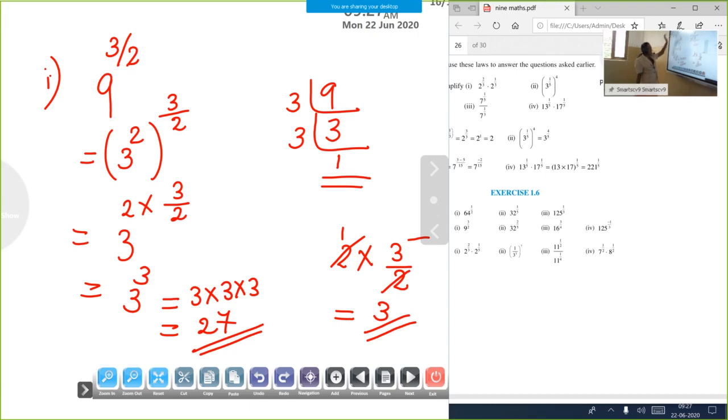9 raised to 3 by 2. Factorize that 9. You get 3 square, the whole raised to 3 by 2. Next step, multiply 2 into 3 by 2. When you solve that, our answer is 3. So in the power you write 3, and 3 is in the base. 3 raised to 3 means 3 into 3 into 3. So the final answer is 27.